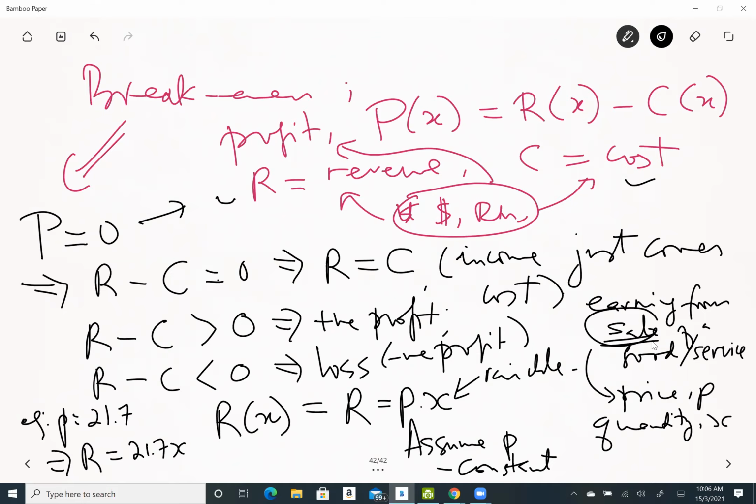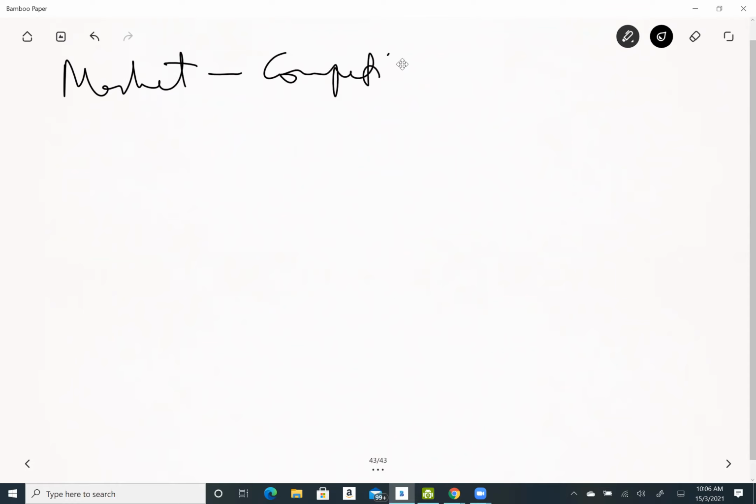Now, linear revenue, when you look at the situation of the market, we call the market a competitive market. So we are looking at a competitive market, okay? The type of market which is under perfect competition. So perfect competition, or we could just simply call it competitive market. So competitive market is where the price is constant.